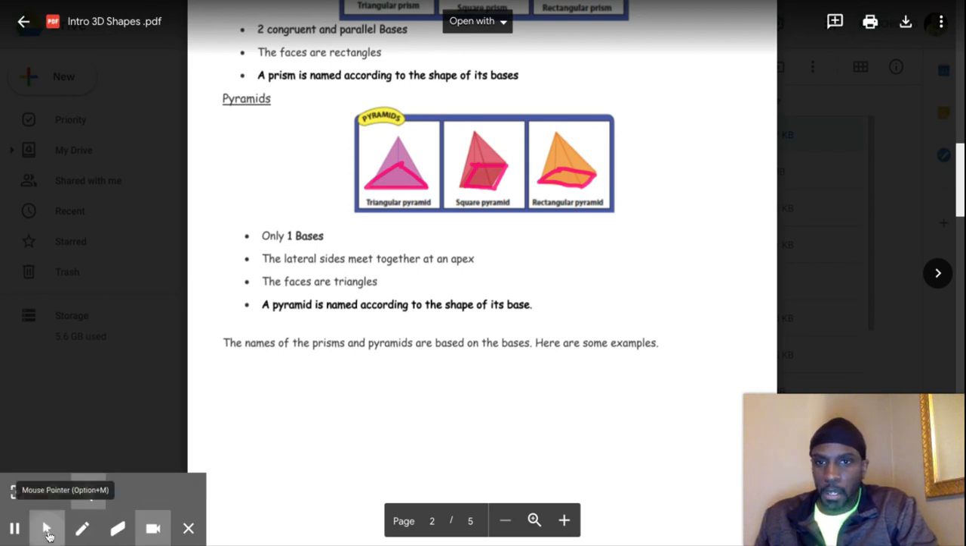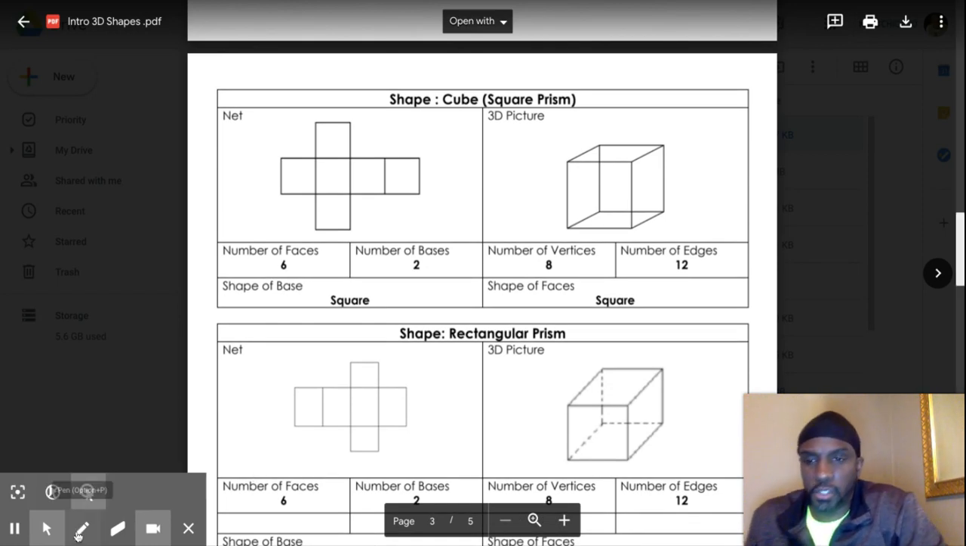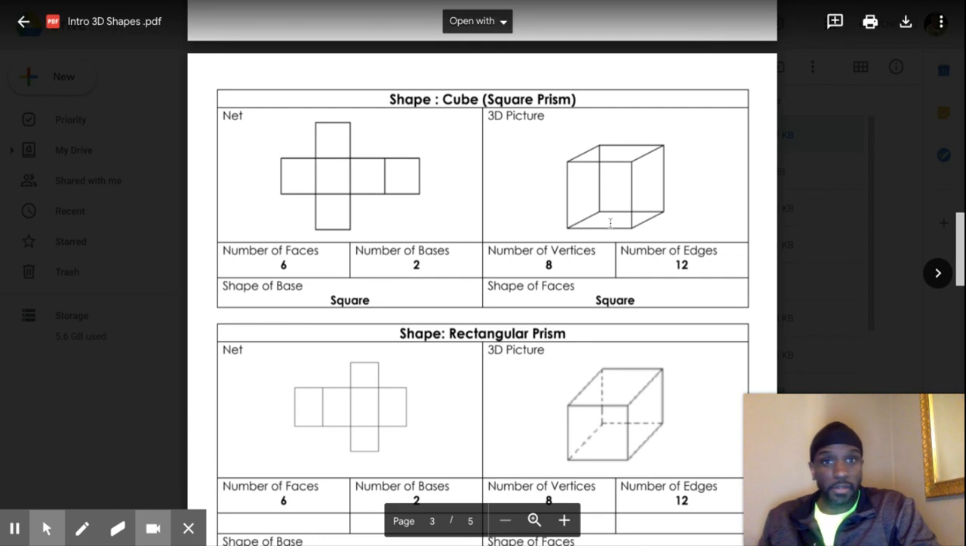Okay, here we go. Let's keep going. You remember all of this. We talked about a cube, okay? A cube has what? A cube has 6 square sides, okay? 6 squares. All the faces are squares.